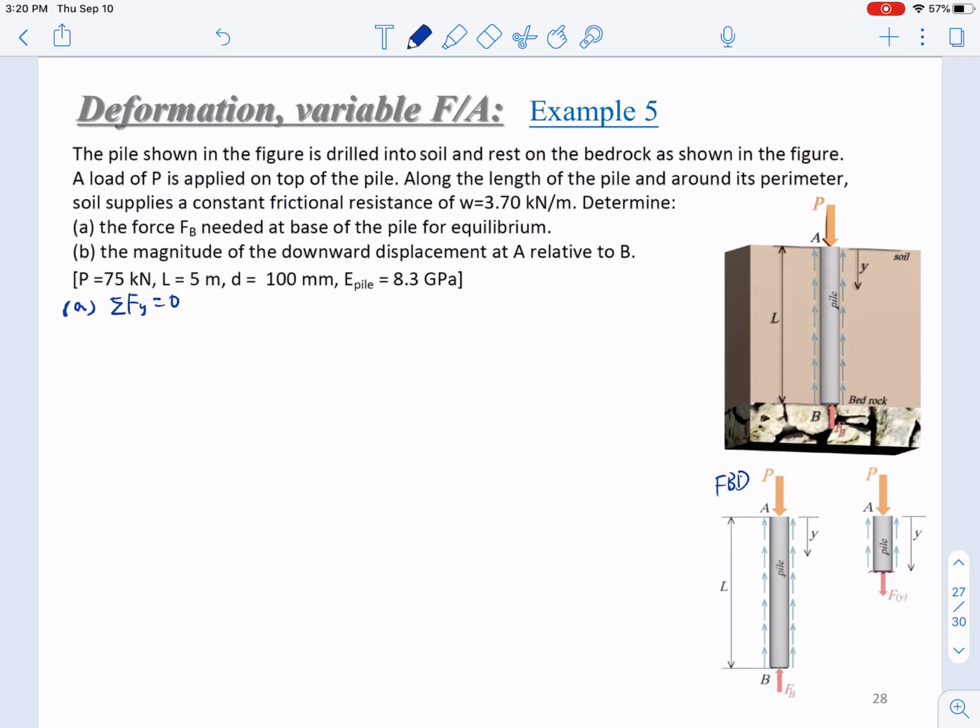So just Fy equals 0. So just Fb upward, Fb plus the distributed frictional resistance, that is 3.7 kilonewton per meter. Let's keep the kilonewton per meter times 5 meter, right? Times L minus P equals 0, right? So just Fb equals P minus 3.7 L.